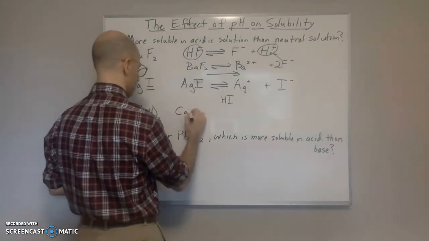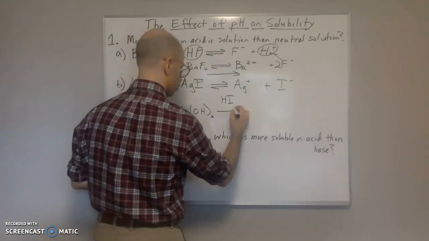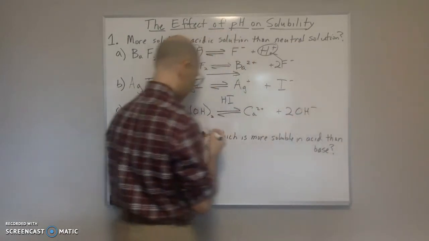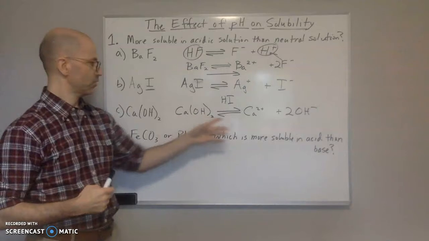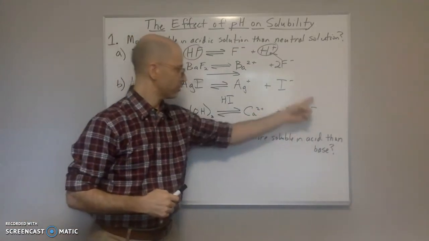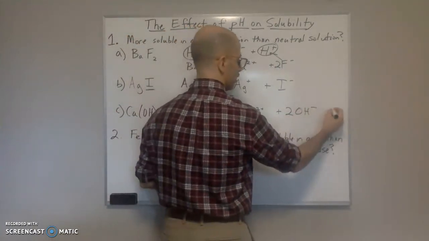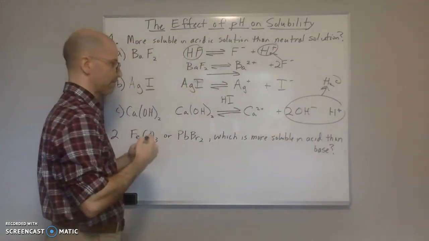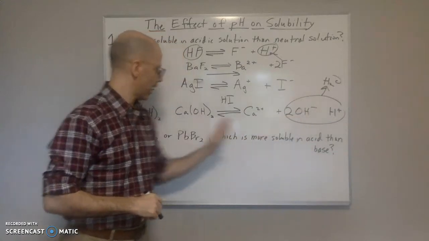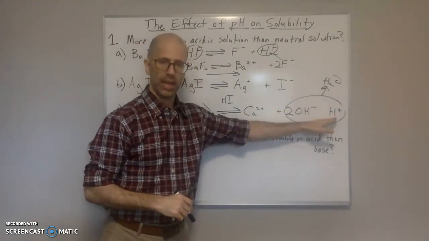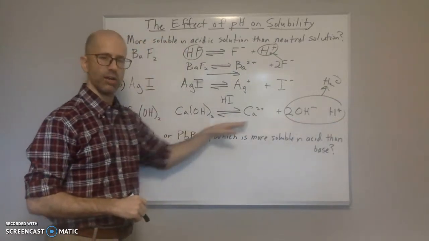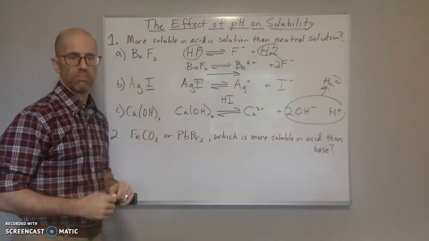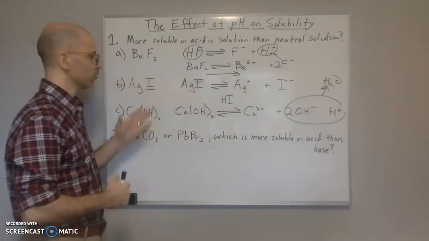Calcium hydroxide is going to dissolve into calcium 2 plus and 2 OH minus. Here in acidic solution, this is a strong base. So in an acidic solution, this strong base is going to react with H plus that's in the solution, and that's going to go away and form water. So as this is dissolving, OH minus is reacting with the H plus, making water, and so this is going away, and that's going to drive the reaction this way. It's going to continue to dissolve. So calcium hydroxide is going to be more soluble in acidic solution. Okay, so I hope that's clear.